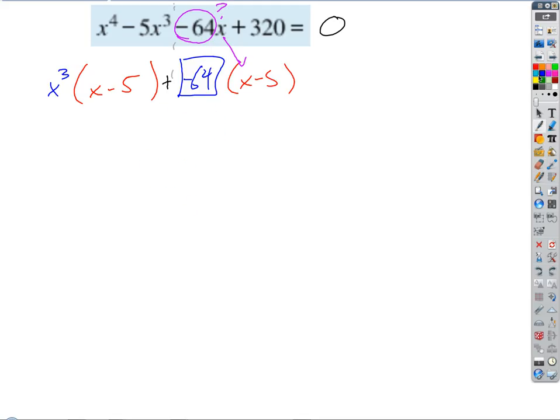How do we finish this up then? So we got two groups, two terms. The common factor of the two groups is x minus 5, and then we're left with x cubed plus negative 64, which is just x cubed minus 64. Okay? And now what?